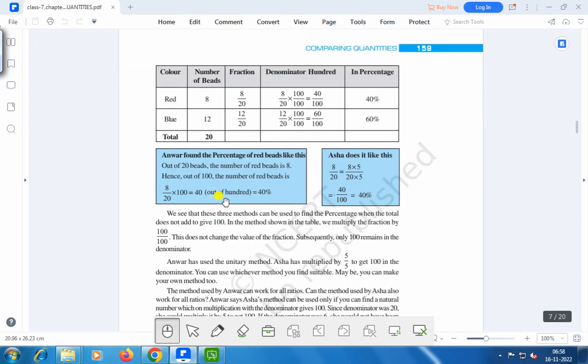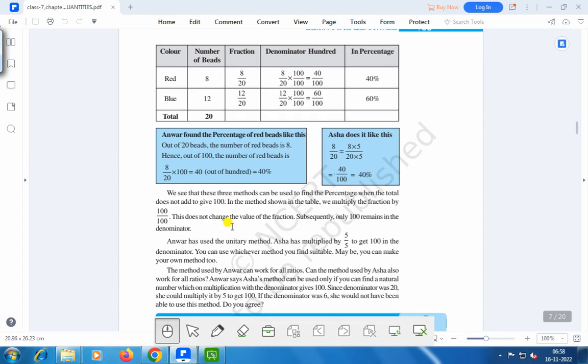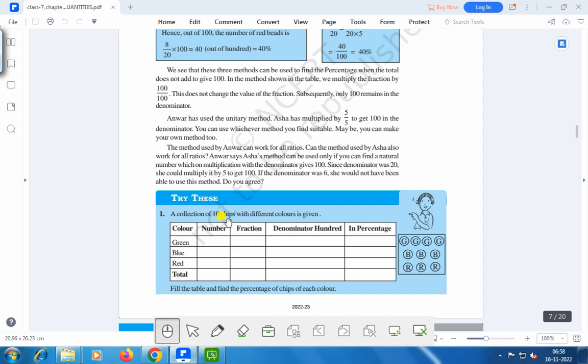Here you see that you get 40% both ways. You can do it this way, right? 8 by 20, that is 8 into 5 by 20 into 5, that is 40 by 100, that is 40%, right? That means the method used by Anwar can work for all ratios.